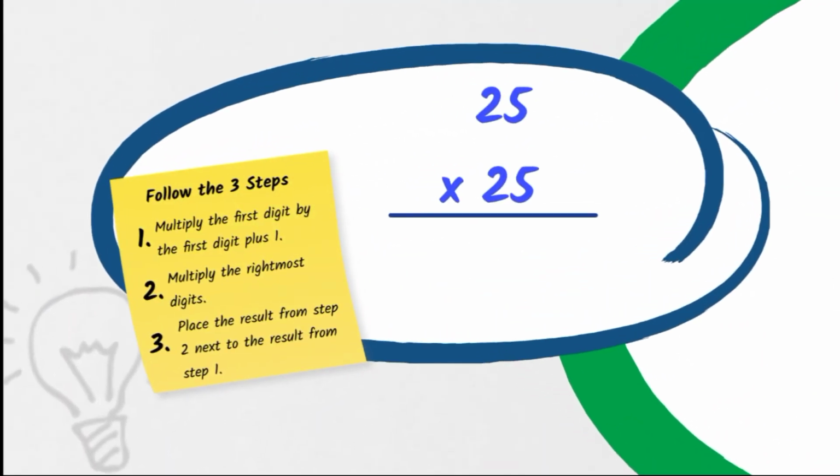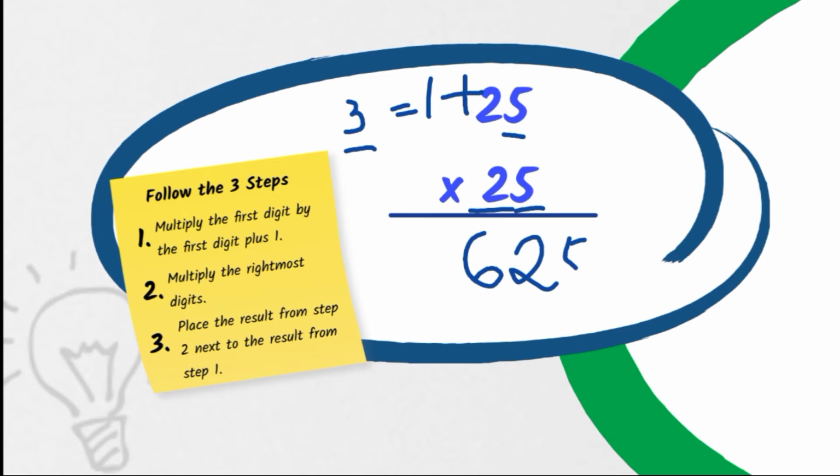Example number 2, 25 times 25. Again, add 1 here, so this will become 3, and 2 times 3 is equal to 6, and 5 times 5 is equal to 25. So 25 times 25 is equal to 625.